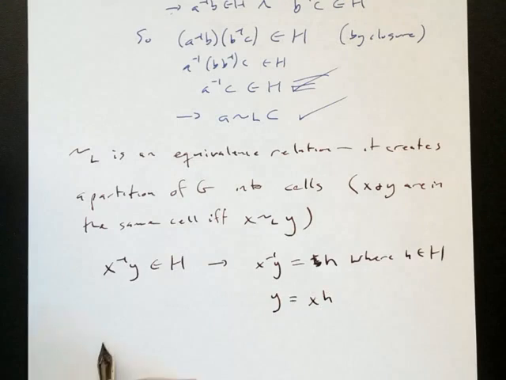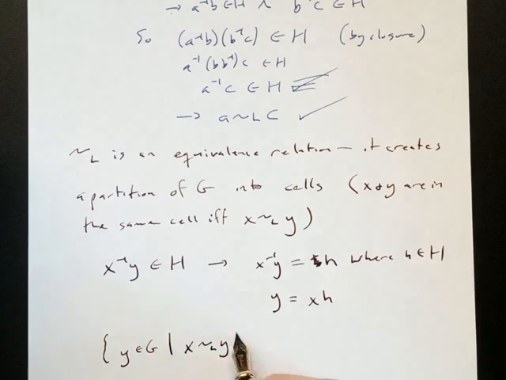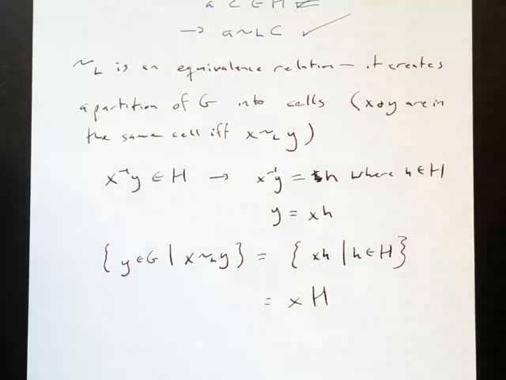So if I wanted to look at the set of elements in G that are left related to X, that's the set of things that look like X times h, where h is an element of capital H. X is on the left, using left multiplication for this whole thing. I'm going to call this set XH, because that's how you make it, right? You take everything in H and you multiply it by X.